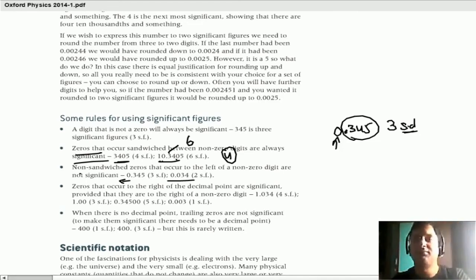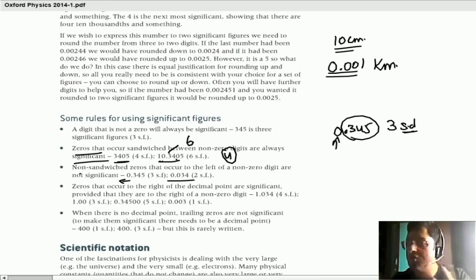Let's say you have measured something as 10 centimeter. I have written it as 0.0001 kilometer. It does not mean that these zeros will then become significant. No. See, it may be possible that in my system of units I am writing it as 0.0001 and you are writing it as 10 centimeter. So it has only one significant digit.